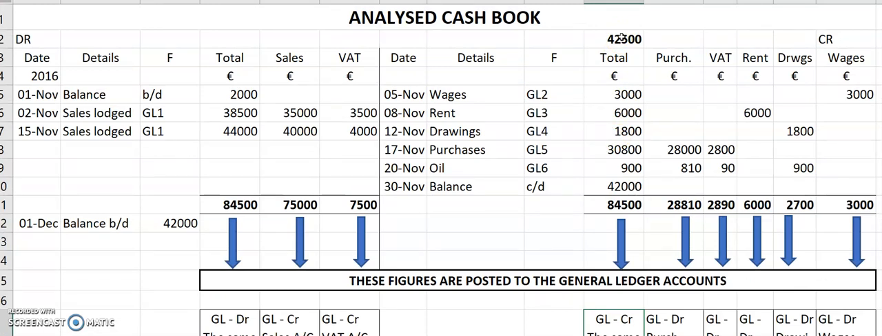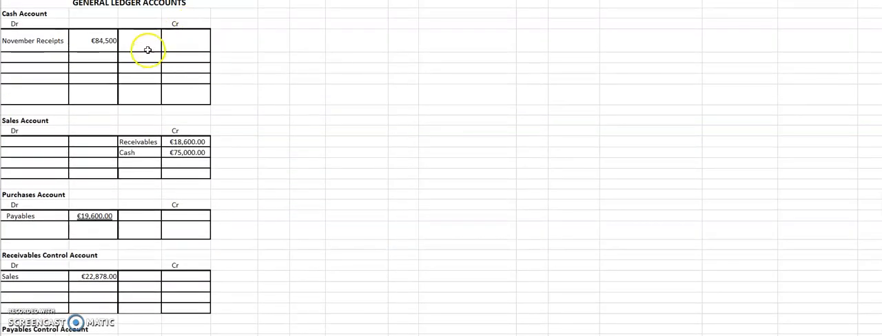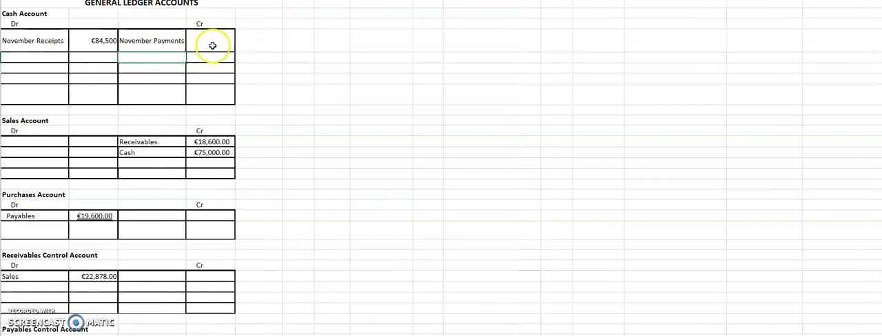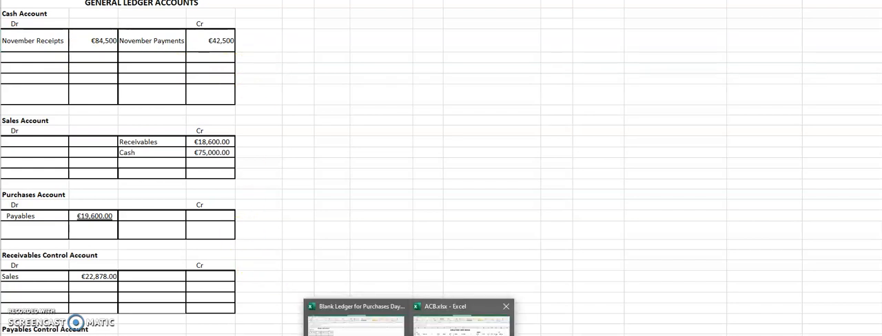It's 42,500. That has to go on the credit side of the cash account in the general ledger. Up at the top is cash. So this is going to be November payments. A bit long for that there. So that was 42,500 on the other side. Okay, same side as the analysed cash book. So that means all the others have to be debit. We've got quite a few here, so it's just a matter of putting them in.